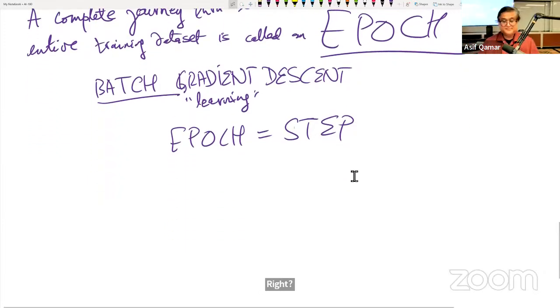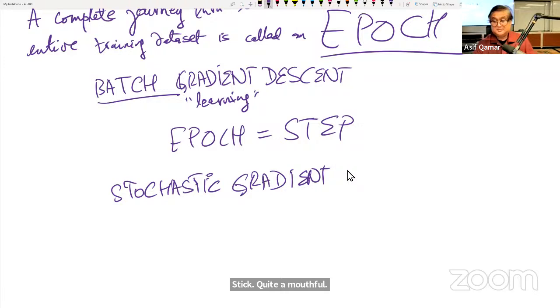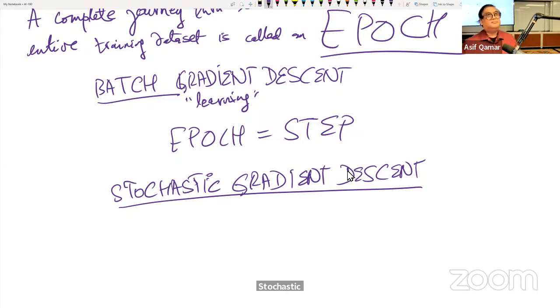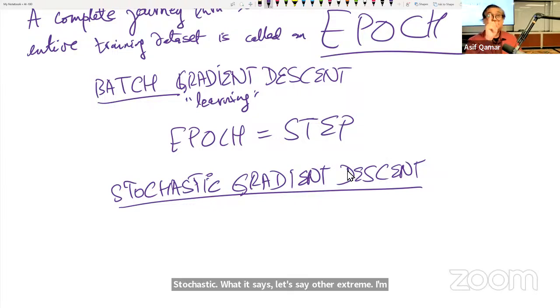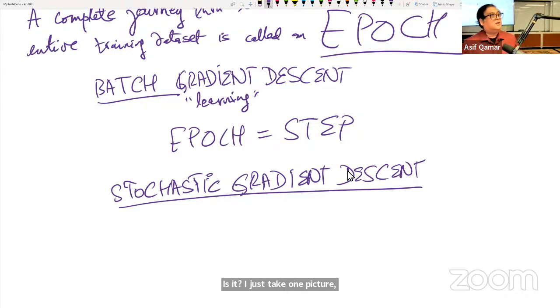Now, the other extreme is stochastic gradient descent. Stochastic, quite a mouthful. What it says is, I'm going to learn from a loss from just one instance. I just take one picture, feed it through, and get some probabilities. It was a cat, and now let's see what your probability is that it's a cat. In the loss function that I wrote for multi-class there are some subtleties, but let's gloss over it. So I accumulate some degree of loss. Why can't I learn from that itself? Take one step of learning by comparing it with the answer.